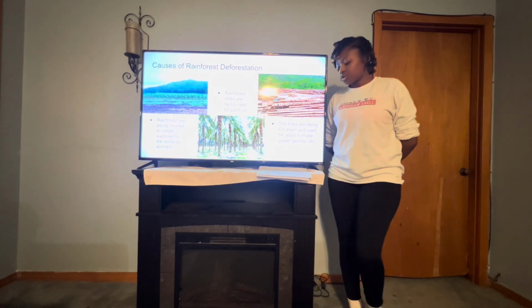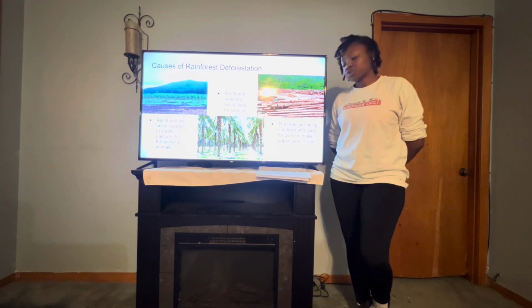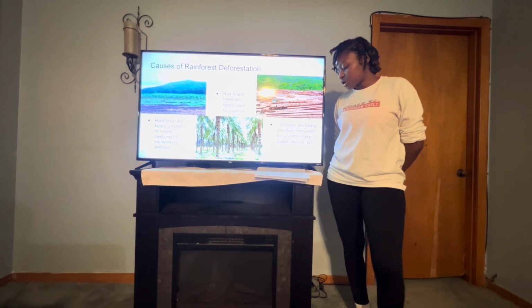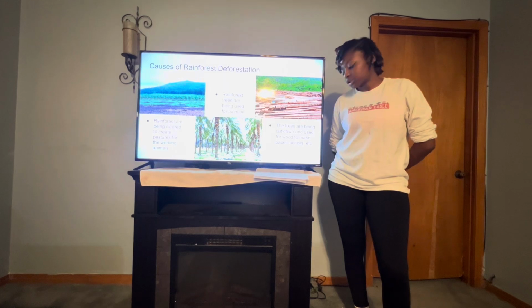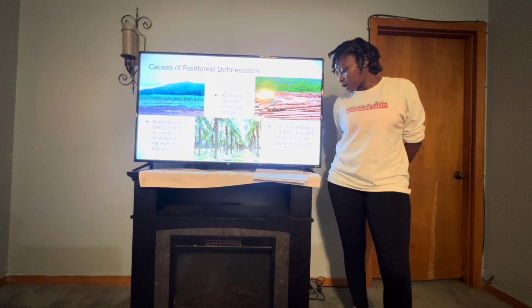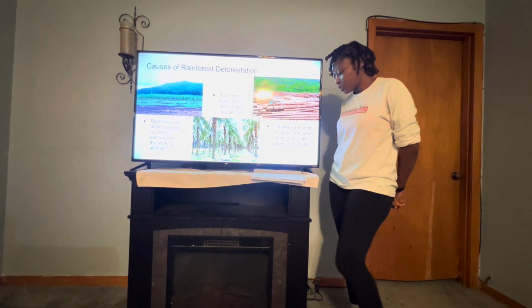In addition to agriculture, logging plays a huge part in rainforest deforestation. Both legal and illegal logging operations are rampant as timber is harvested for construction and paper products. This illegal logging further magnifies the problem by undermining efforts to manage forests responsibly.